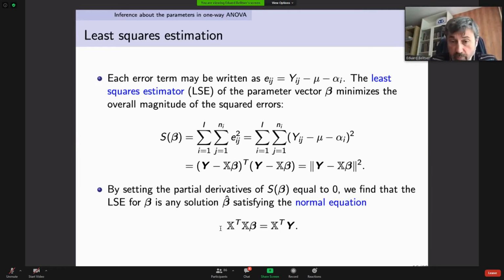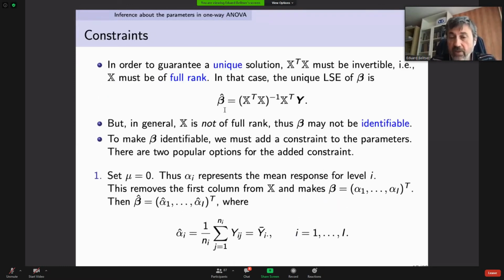Then, of course, we just multiply with the inverse of x transpose times x. This is the square matrix, by the way. If it's invertible, we multiply it so it disappears here, and then we get a nice expression. You see this one, and that would be the unique solution. But it's only possible if this matrix is invertible, which is equivalent to the matrix x being full rank. Full rank means that the columns of this matrix are linearly independent, all of them.